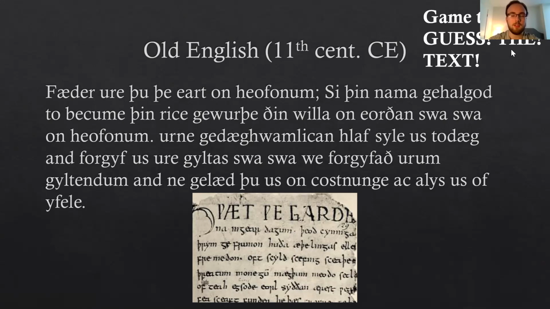There are some similarities that you can pick out, if not from hearing it, at least from seeing it. Feder for the modern father, thu you might recognize in thou, ert in art, heavenum in heaven. There's a lot of similarities, but also a lot of differences obscured by differences in vocabulary, differences in the writing system used to denote the spoken language, and differences in the spoken language itself. And on the time scale of 1,000 years, these differences are vast.